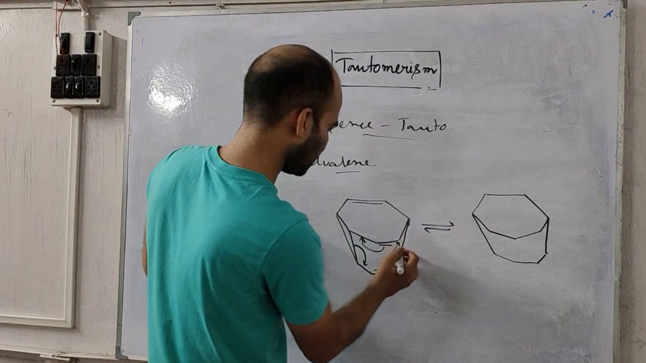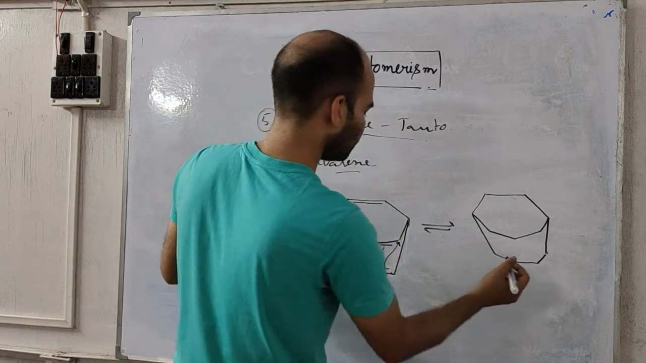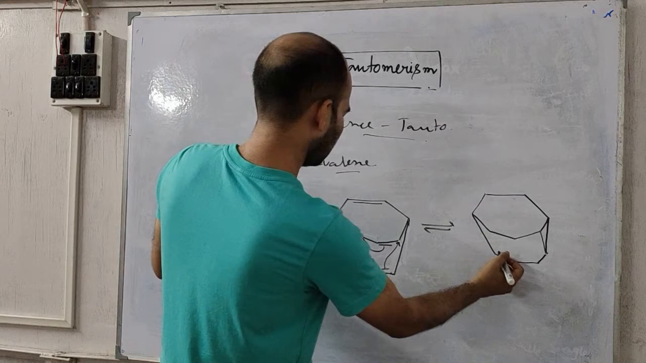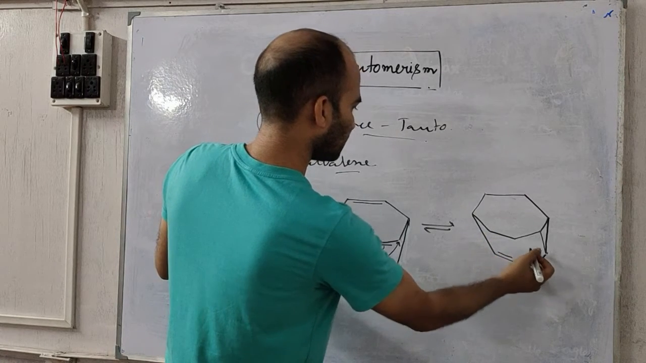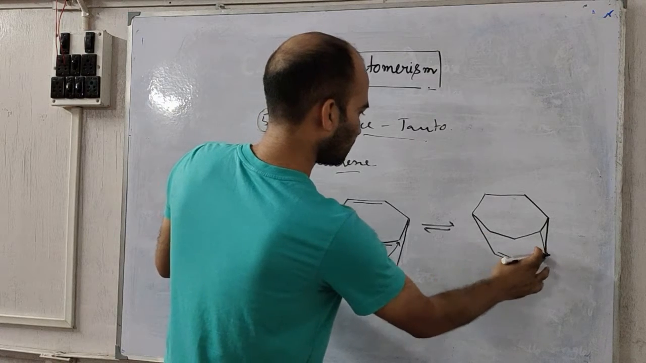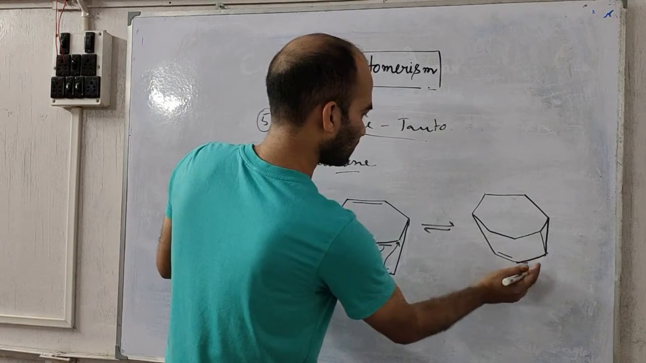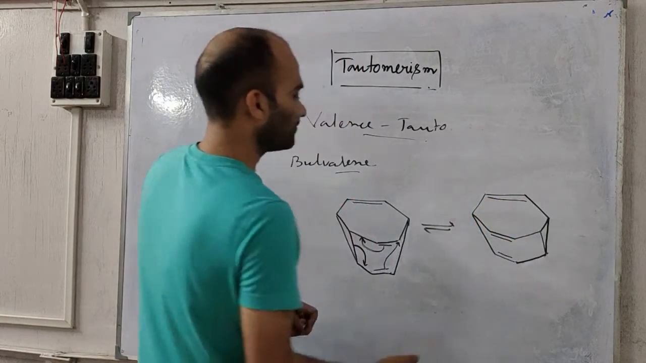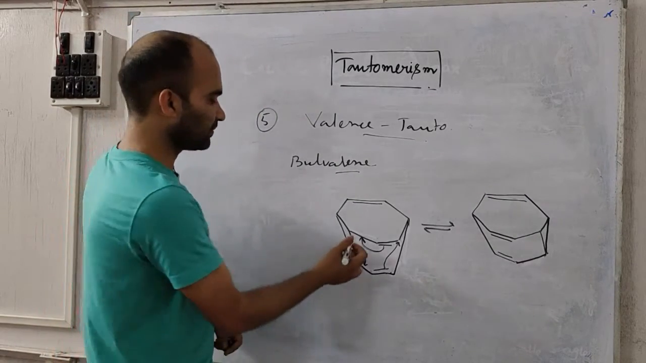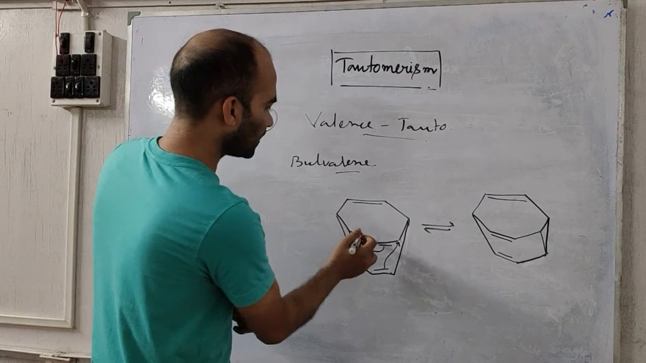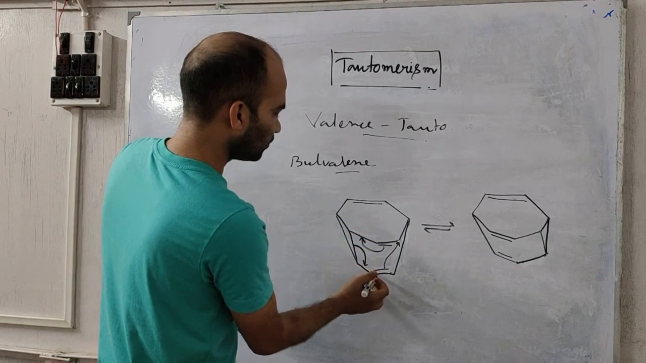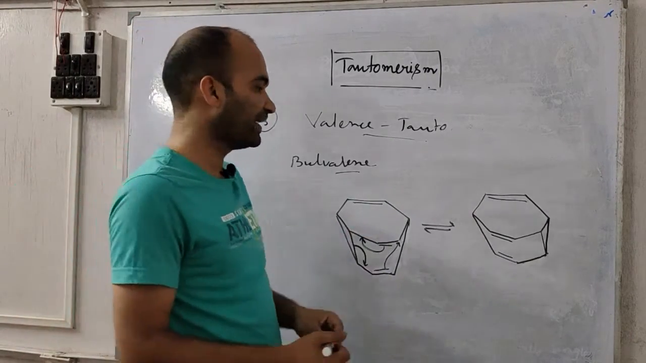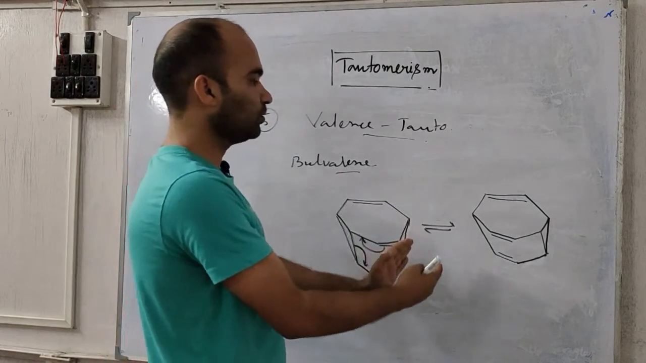Again there was a mistake in the structure. This has been here, and this is here. Now we see there is a 3-3 sigmatropic shift. What is 3-3? From this bond 1, 2, 3, from this bond 1, 2 and 3. Now this is a 3-3 sigmatropic shift of bonding from one position to another.